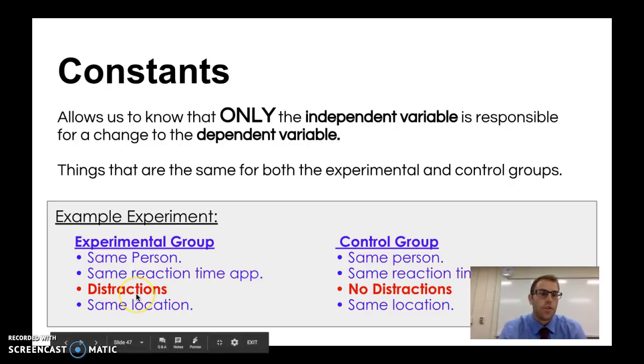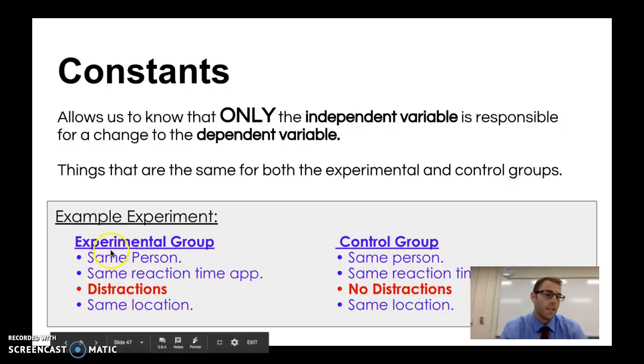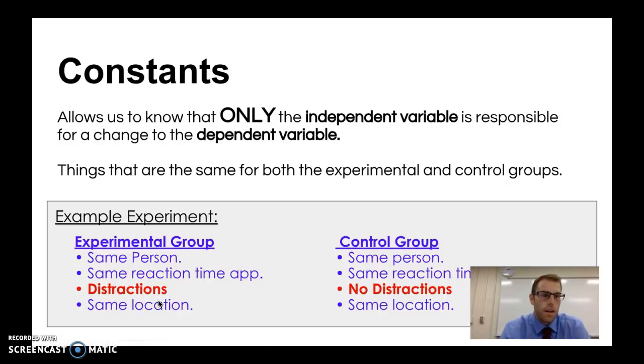Now notice in red, the only thing that's different is my distractions. Right? The thing that I'm trying to manipulate, my independent variable. That way, if I see a difference between the experimental group compared to the control group, I know that it had to be the distractions because there was nothing else that could have made it happen. I've made sure to keep everything else constant.